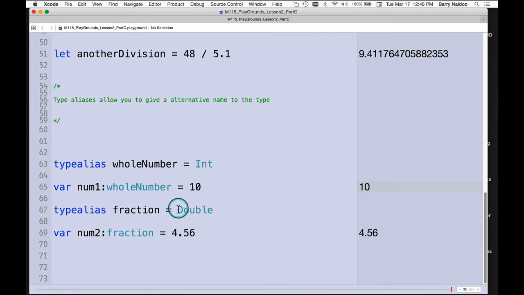Let's take another example. We have a data type called double. If I do not want to use the word double, I would like to make my own name for double, or an alias, a second name. I'm calling this type fraction. So wherever I have the word double, I could replace it with the word fraction. So here I'm defining another variable called num2 of type fraction, but indirectly it is of type double.